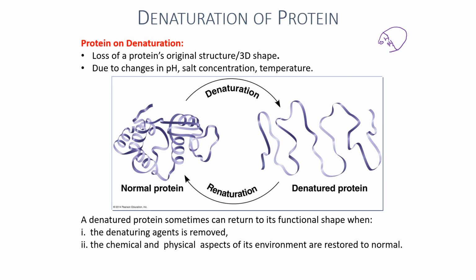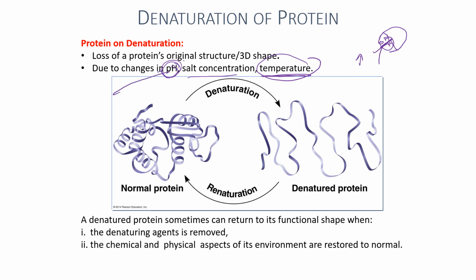So if you insert heat to a sample of protein, this can cause the protein to lose its shape due to the hydrogen bonds breaking between the side chains, and this causes the protein to denature. So protein denaturation is the loss of a protein's original structure or 3D shape due to changes in its environment. These are the factors that cause protein to denature: pH, salt concentration, and also temperature. If you increase temperature, you can cause the hydrogen bonds between the side chains to break.